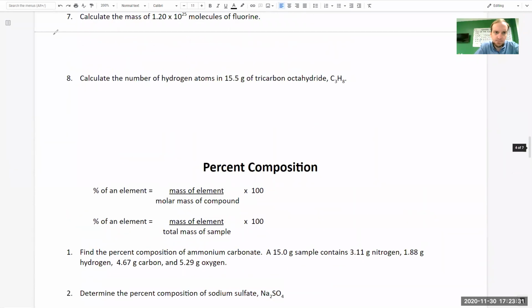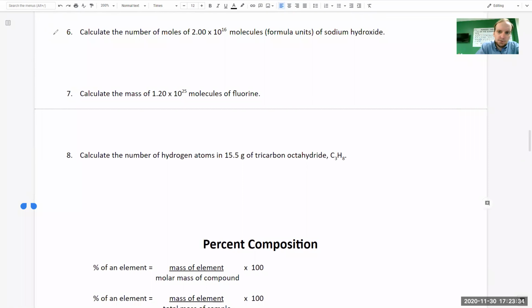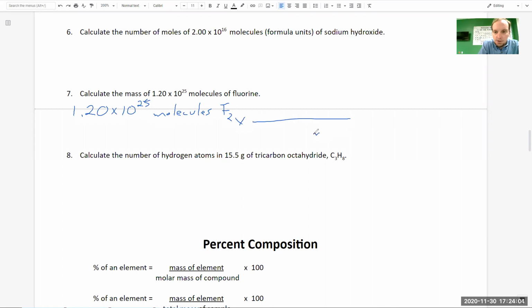So number 7, oops, sorry guys, kind of jumping around a little bit. All right, number 7, what we have here is calculate the number of moles. Again, the only number we're given is what we're going to start with, 2.00 times 10. Oh, we just did that one. Sorry, guys. Scratch that. Number 7, calculate the mass of 1.20 times 10 to the 25th molecules. Man, not very fun to write out molecules, but honestly, is it hard? No. Okay, F2. We're going to put molecules down here because we have to cancel it out, right?